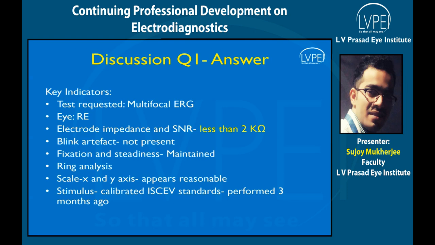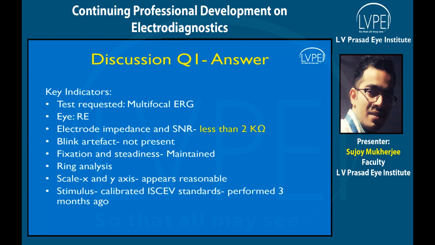While we are talking about multifocal ERG, because it is a pattern protocol, the patient should fixate towards the target properly. Then, based on the rings that we have shown, we can check whether those rings are well formed and analyze the ring ratio. Now, whether the scale appears reliable or not: the x-axis shows implicit time and the y-axis shows amplitude. The reliability can be evaluated based on other parameters like noise level and fixation level, and if we convert to nanovolts and magnify the waveforms, we can directly see whether it is reliable or not.